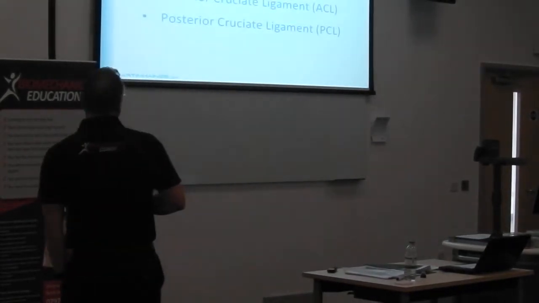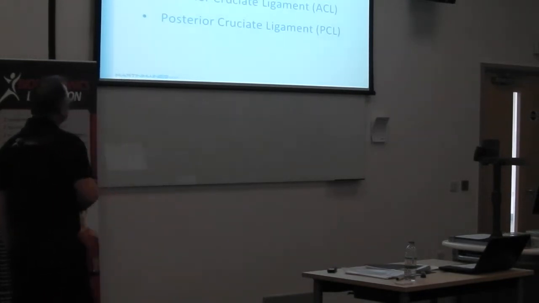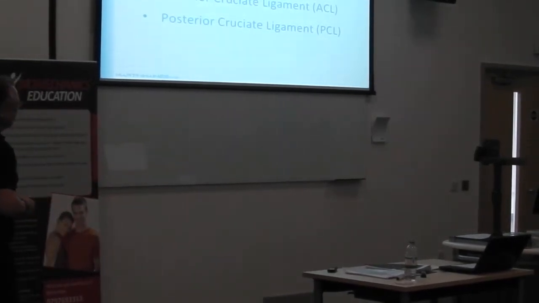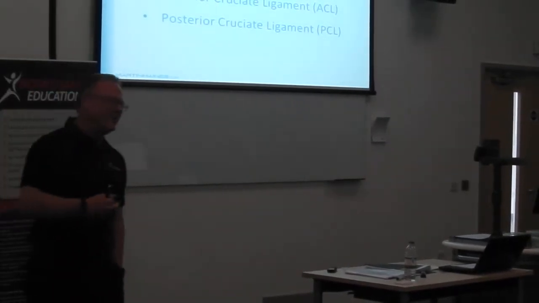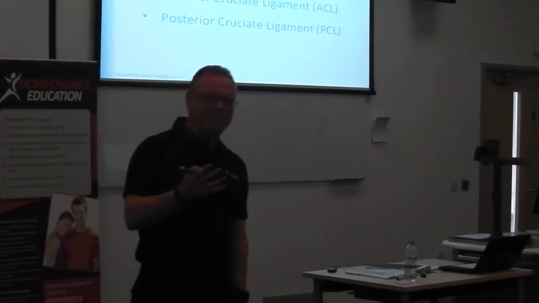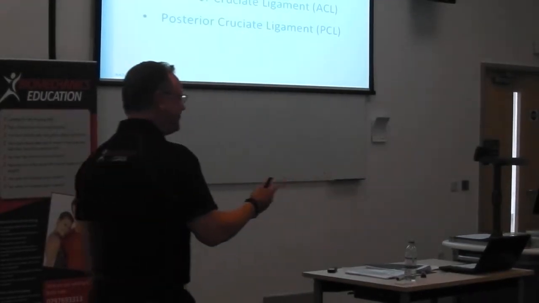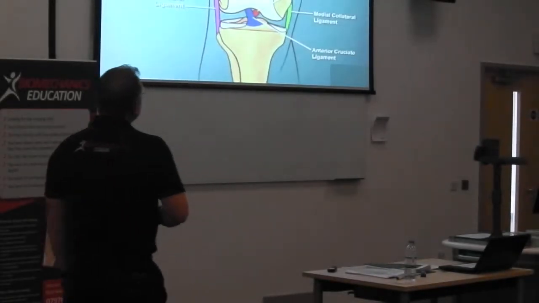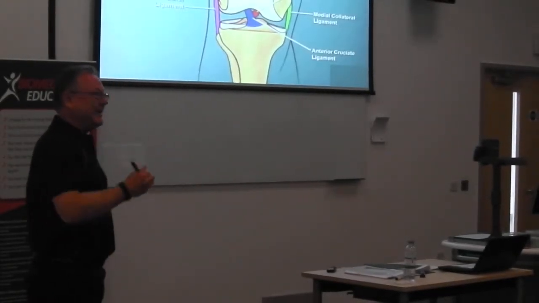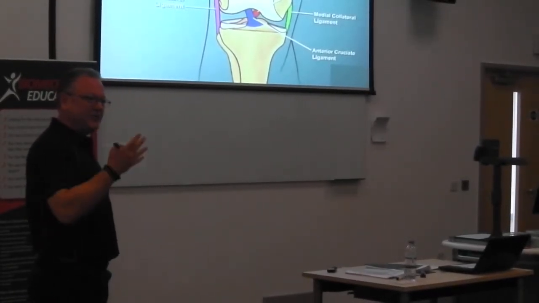Okay, so the ligaments we're going to look at are the medial collateral, lateral collateral, anterior cruciate and posterior cruciate. Those are the key ones. There are more ligaments in the knee, but we've only got 40 minutes, so we're going to concentrate on those. Let's go through a little bit of the anatomy. You'll know this basically, but let's make sure we're all on the same page.